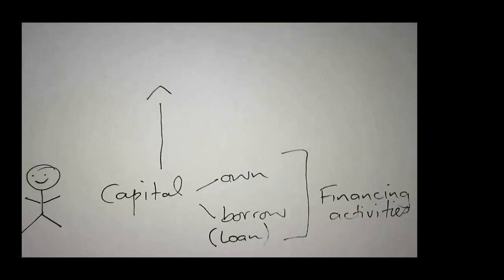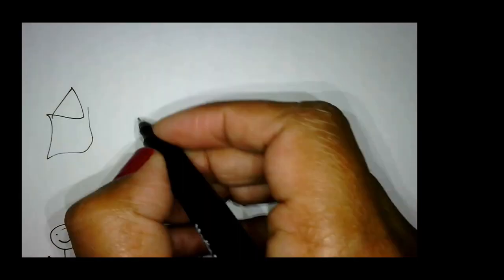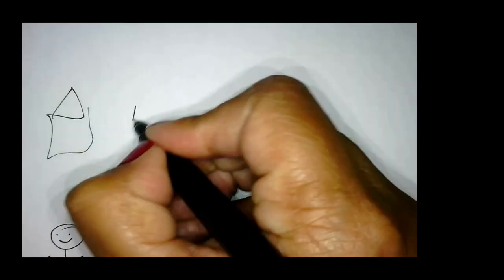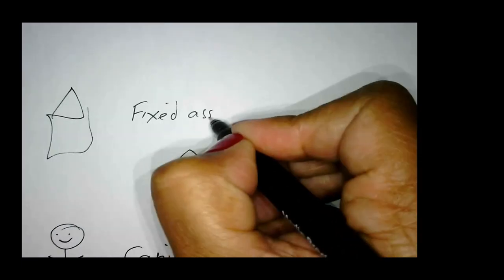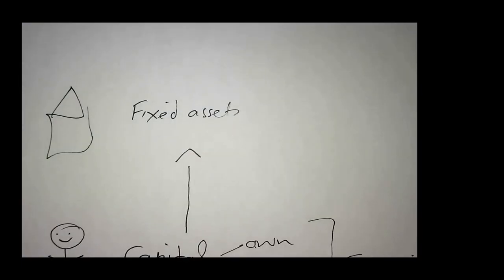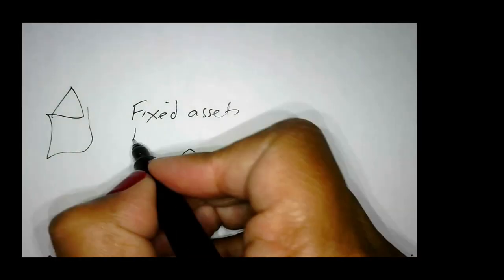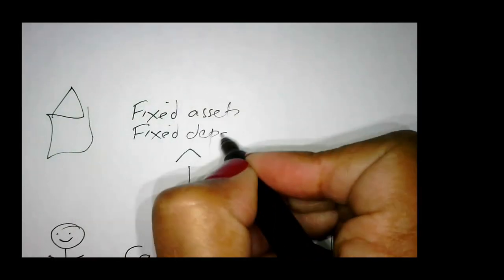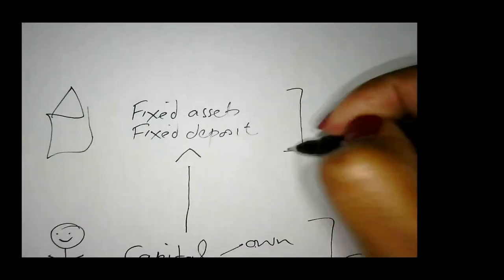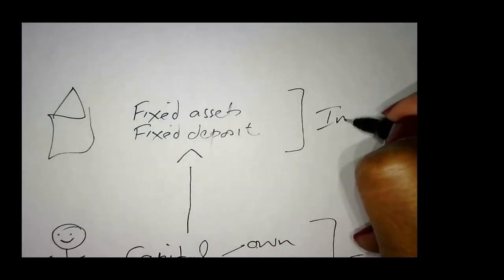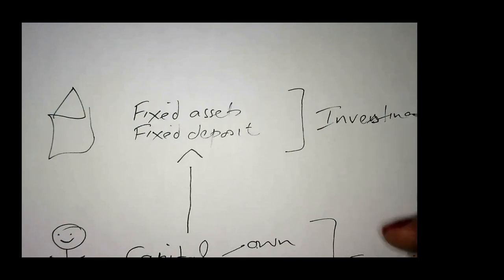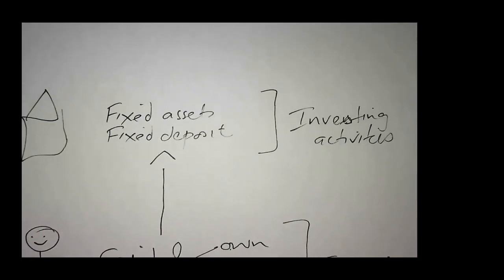I take that money and I buy stuff for my business. What do I buy for my business? So now there's my business. Beautiful illustration, eh? There's my business. And what I do with that is I buy fixed assets. And I take my surplus money and I invest it in a fixed deposit. And what do I call these activities? These activities I call investing activities. It's coming together now. So it's a very quick way to remember the cash flow.